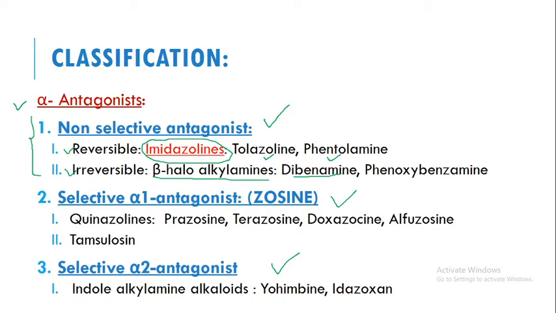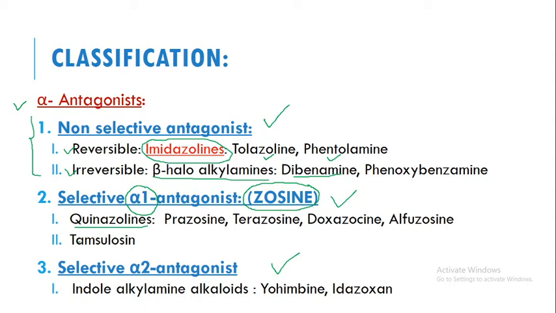Specifically, selective alpha 1 antagonists: wherever the zosin suffix is there in any drug, you have to understand these are all selective alpha 1 antagonists, and these have two subtypes. One is quinazoline derivatives, where the quinazoline ring is present in the drug nucleus. The drugs are prazosin, terazosin, doxazosin and alfuzosin.